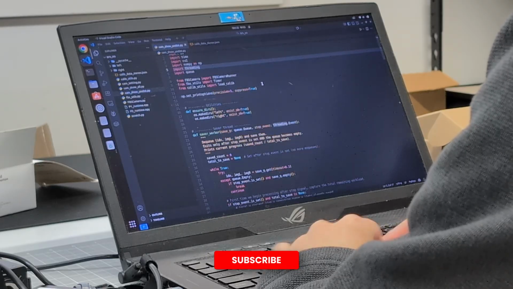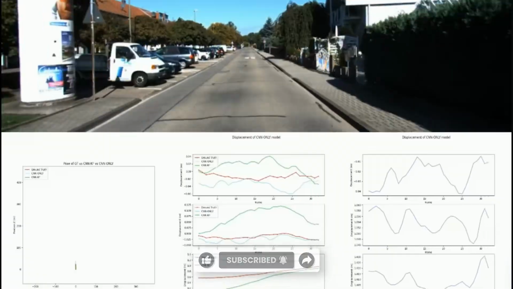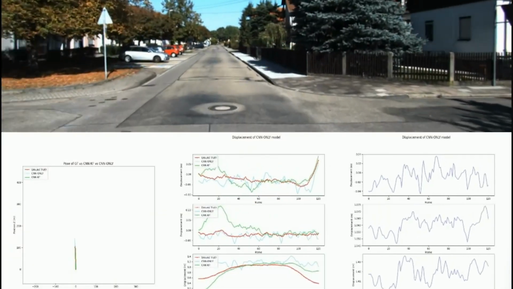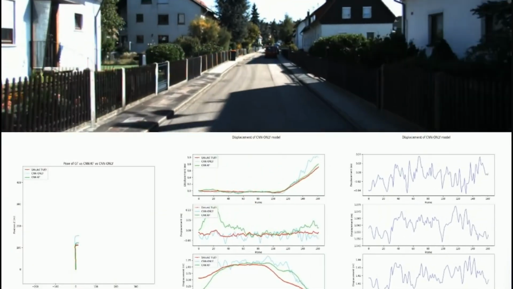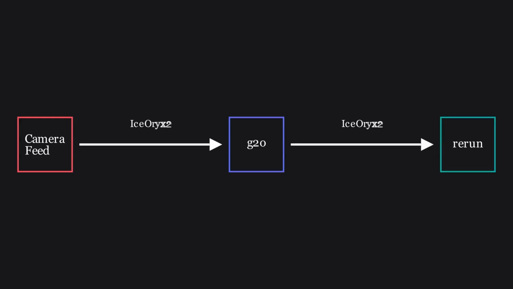So, I built my own visual odometry pipeline using GTO. Visual odometry is all about tracking the motion of a camera by analyzing how the scene changes from frame to frame. I used GTO for optimization, rerun IO for visualization, and iZorix 2 for fast data transfer because honestly, I'm not a big fan of the full raw stack.